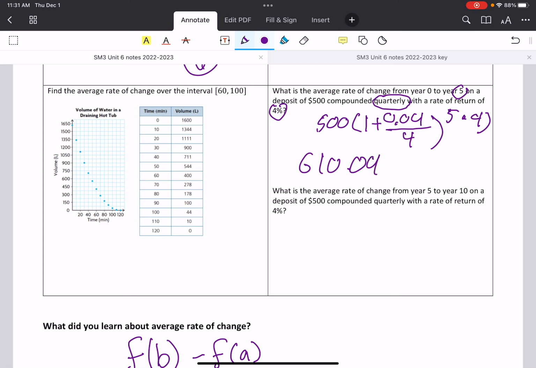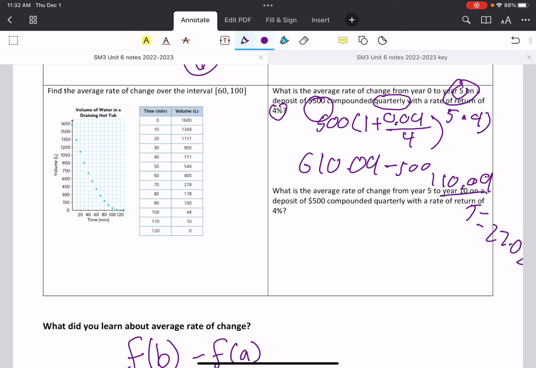Now we're finding the rate of change. So we need to minus the 500. Why are you minusing 500? Because that's the initial value, and we're finding the rate of change. So you go minus 500, which is 110.09. Then you divide that by 5. Why are we dividing by 5? Because it's 5 years. And then you get 22.02, and that's your rate of change per year.